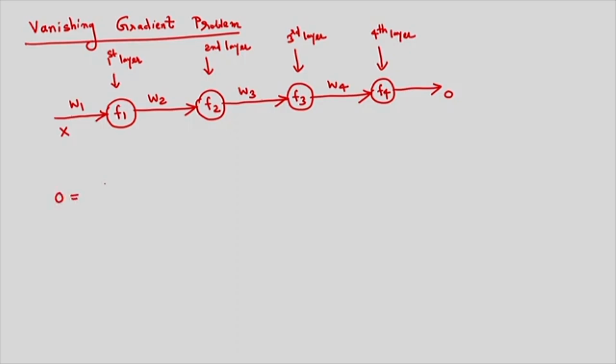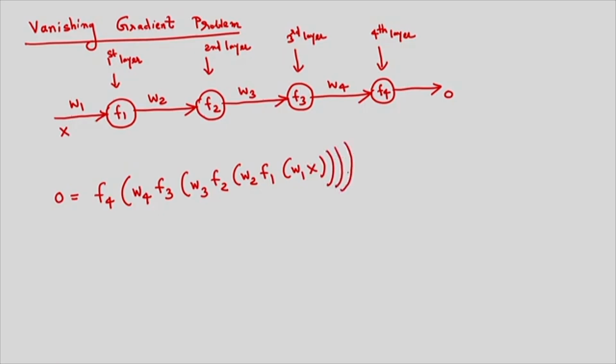So I can write in this form: F4, W4, F3, W3, F2, W2, F1, W1, X. So the output of the network I can write like this. So this expression I will be getting like this.